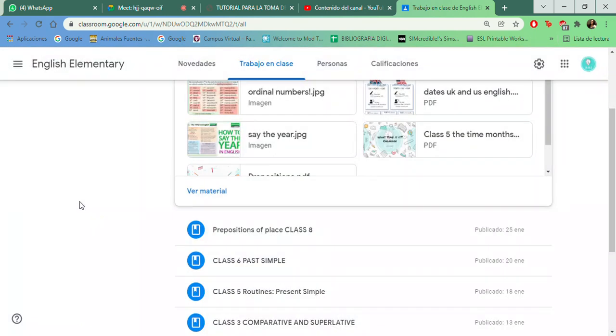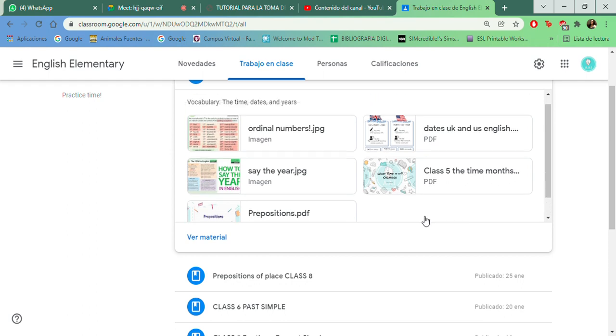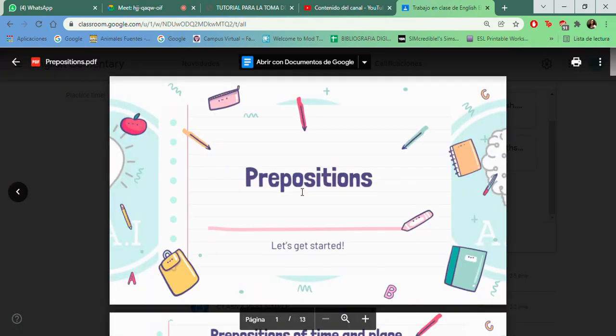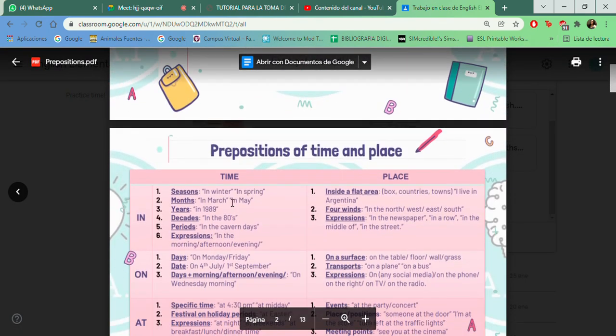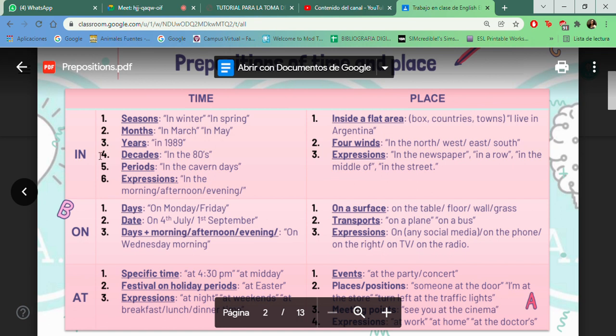Great. So we continue with the class of prepositions, because we talked about the time, the years, and dates. Okay, so now that we are done with that, we start with the prepositions. We have three prepositions only, just three, okay? So we have in, on, at. We talked about place last class, so you can check it. And in this case, we talk about time, right?